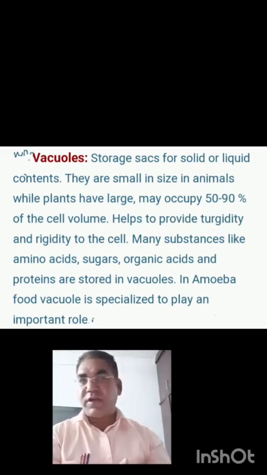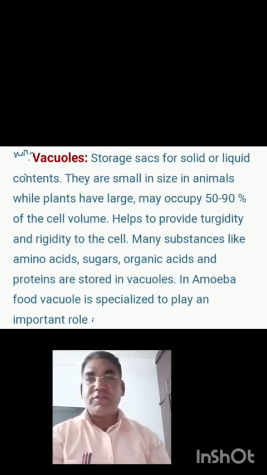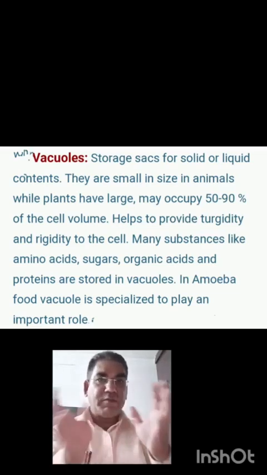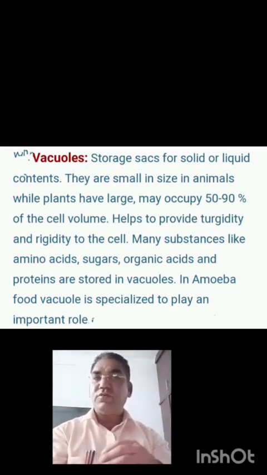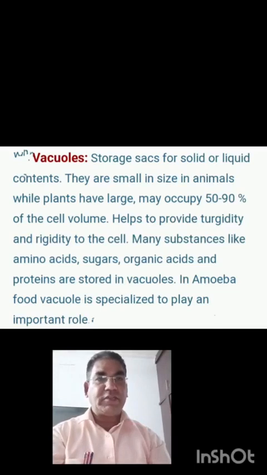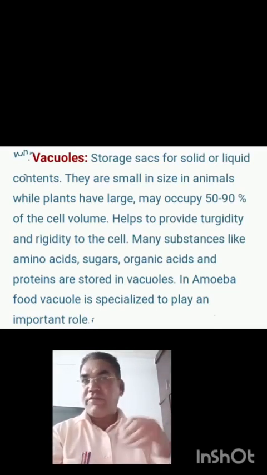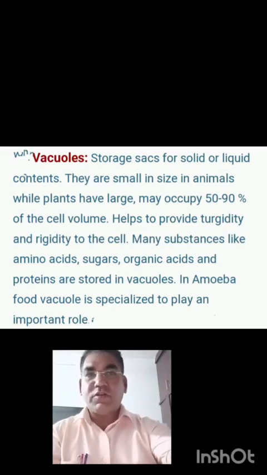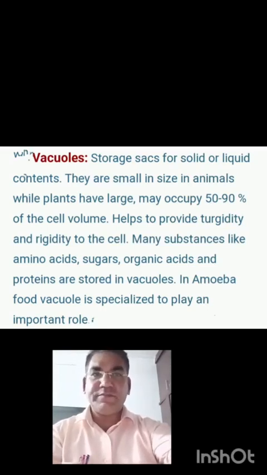Vacuoles in case of the plants are also helpful for turgidity. When the cells are swollen, they remain turgid, right? So it is also helpful to maintain the osmotic concentration of a cell.